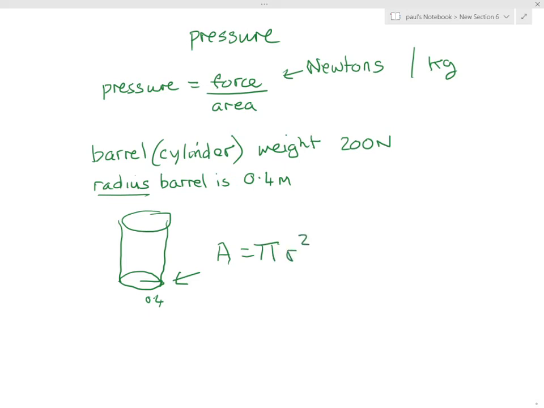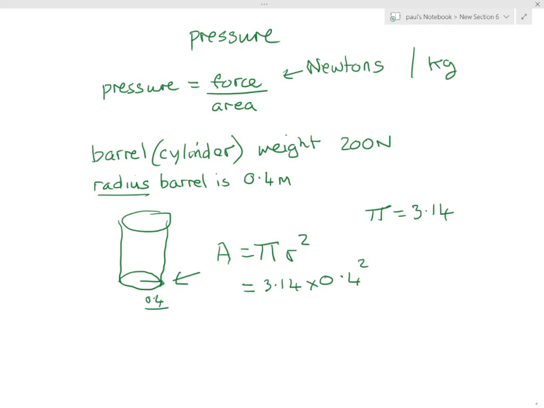Now pi, there's a button on your calculator which I use for pi. Pi is a Greek letter which determines the ratio of the diameter of a circle, which is all the way across, to its circumference, and it's about 3.14. It's about 3 and a bit. So if I just use pi equals 3.14 for now, this is going to equal 3.14 times the radius, 0.4, squared.